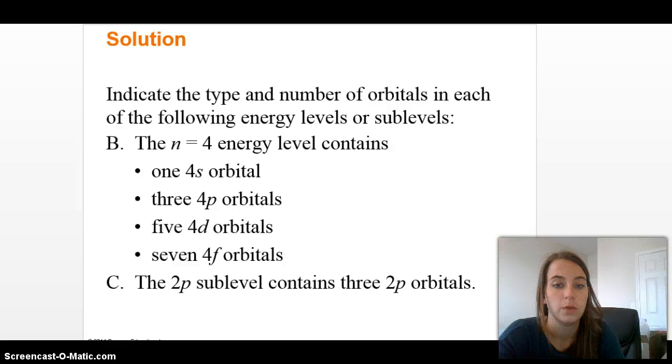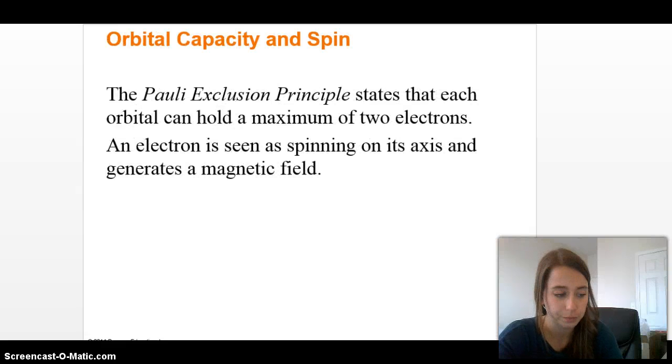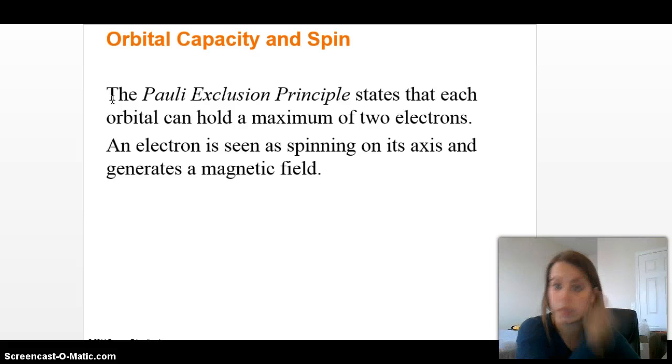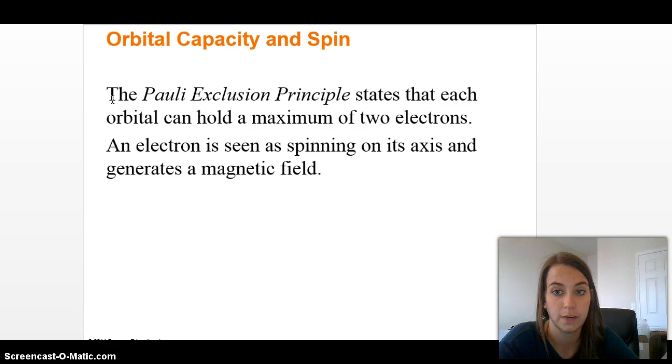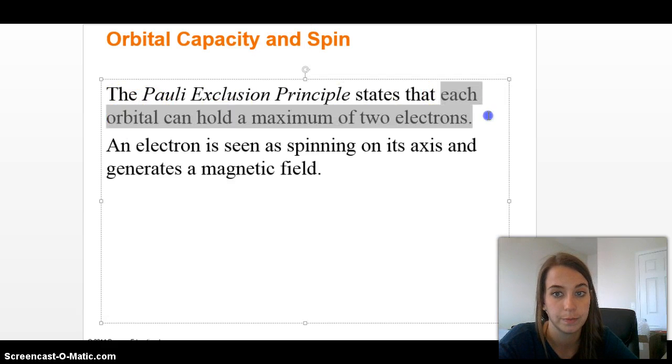All right, one more thing we got to cover in this section: orbital capacity and spin. So there's this principle called the Pauli exclusion principle, and it says that each orbital can hold a maximum of 2 electrons. Very, very important. Each orbital can hold a maximum of 2 electrons. Very important.